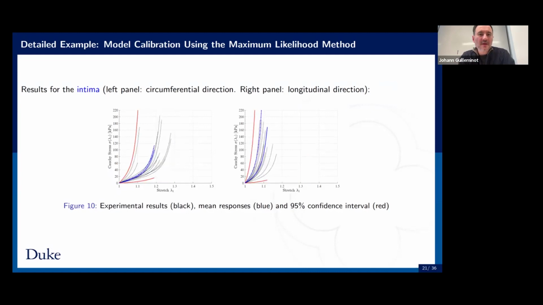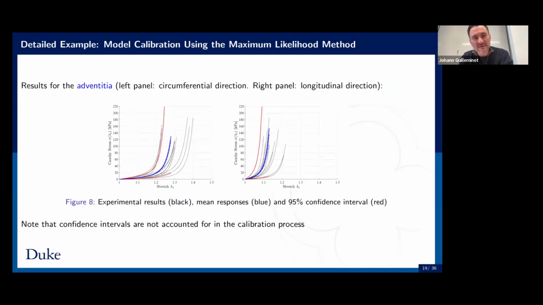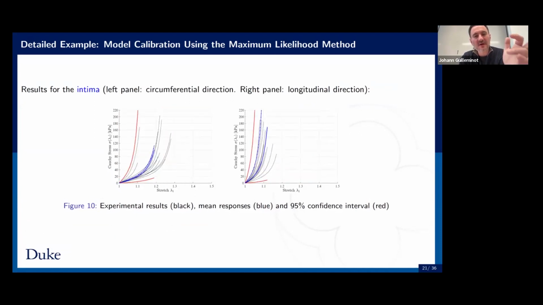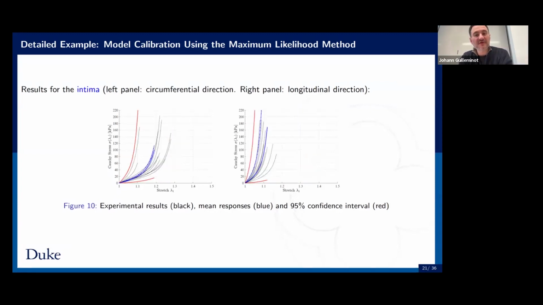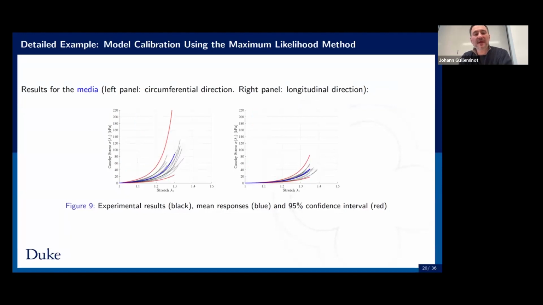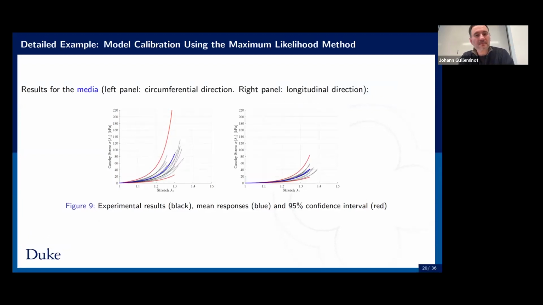All right, and this is the last one. This is the intima. I would like you to appreciate the fact that if you look at those layers, the adventitia, the media, and the intima, they have very different stiffnesses. One is pretty soft, like this one is actually pretty soft. This one is actually pretty stiff, and this one is kind of in between. Okay. Nevertheless, the model can capture this very, very accurately.